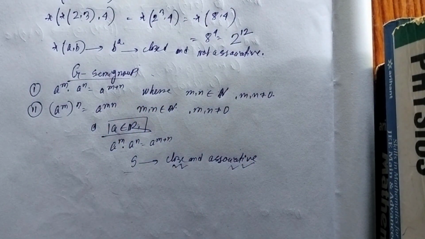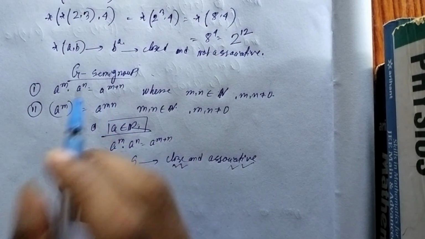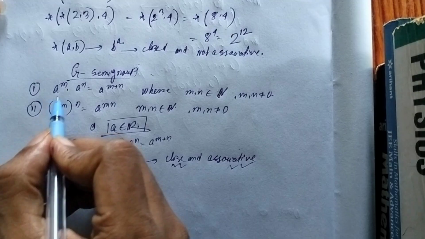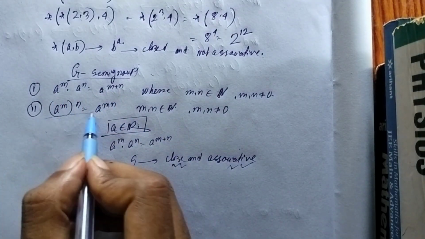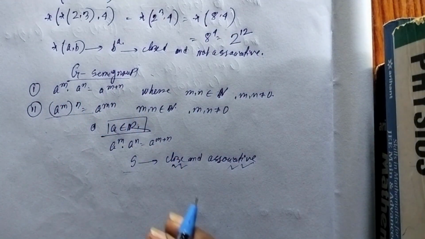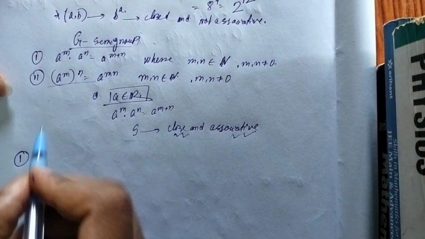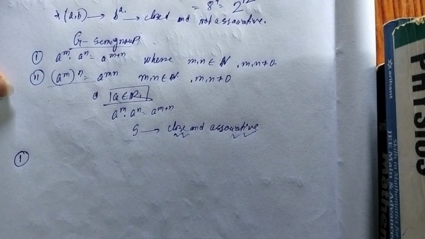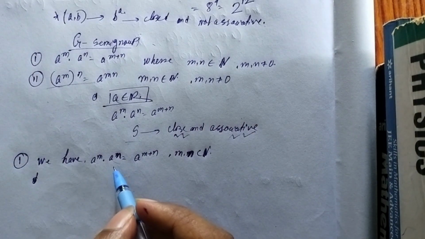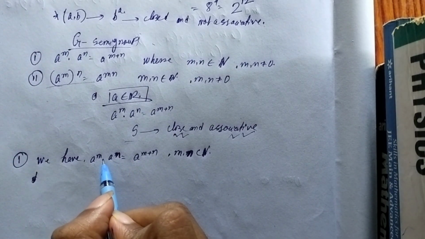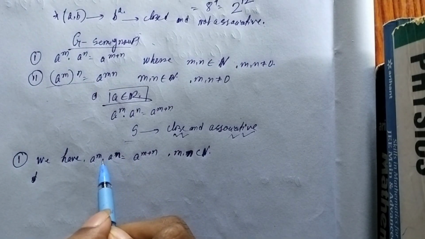Okay, so now let's try to prove these properties. I will just prove the first one, and I think you will be able to prove the second one similarly. So let's try to prove this one: a to the power m into a to the power n equals a to the power m plus n. This is the operation of G, the star operation, you can say it like this.